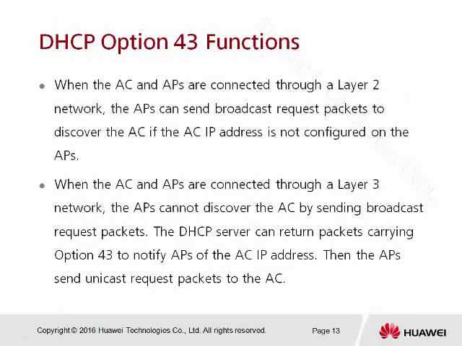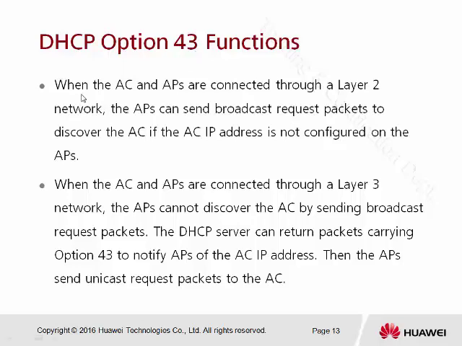This is the option 43 function. Some people may be confused about the meaning of option 43. The DHCP does not only assign the IP address to the access client. Option 43 includes one of the parameters you're going to use for the CAPWAP protocol. By default, when we never touch option 43, it will use the default, and the default for option 43 is broadcast.